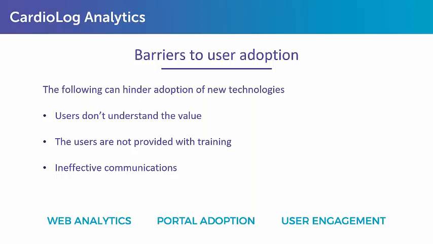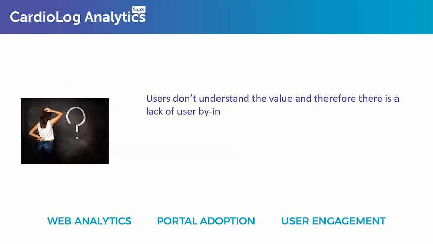Let's take a quick look at the top barriers to user adoption that, once overcome, will have you heading down the right path to new technology implementation success. The following can hinder adoption of new technologies. Mainly, users don't understand value, users are not provided with training, and ineffective communications. Let's look at those a little bit deeper.